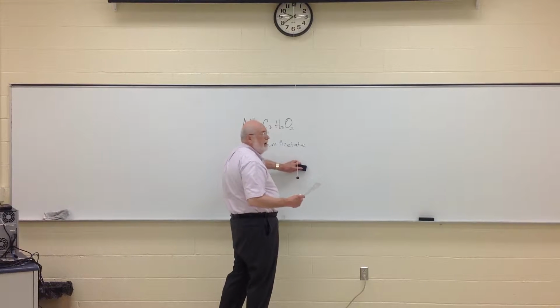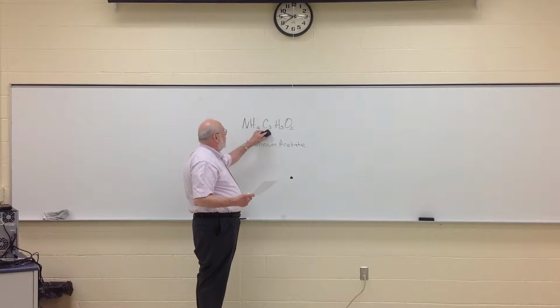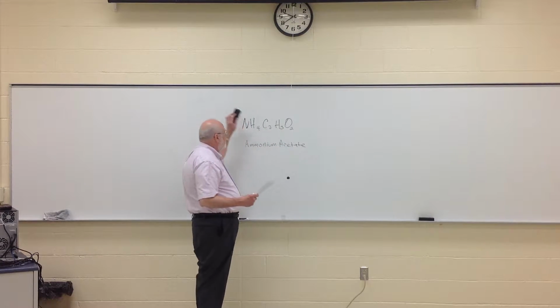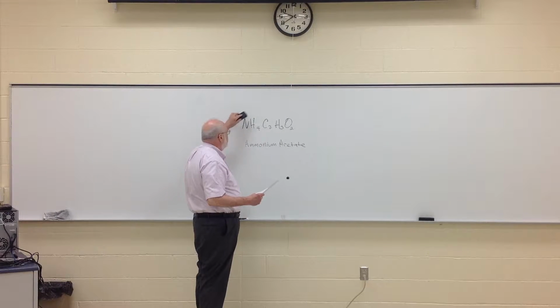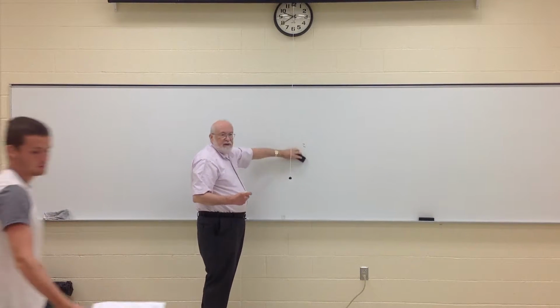Okay, so, any question about that? Ammonium is the NH4, and then the C2H3O2 is the acetate. Just one of each, so that's all we got to do. And this is +1, this is -1 on the charge, and that's it.